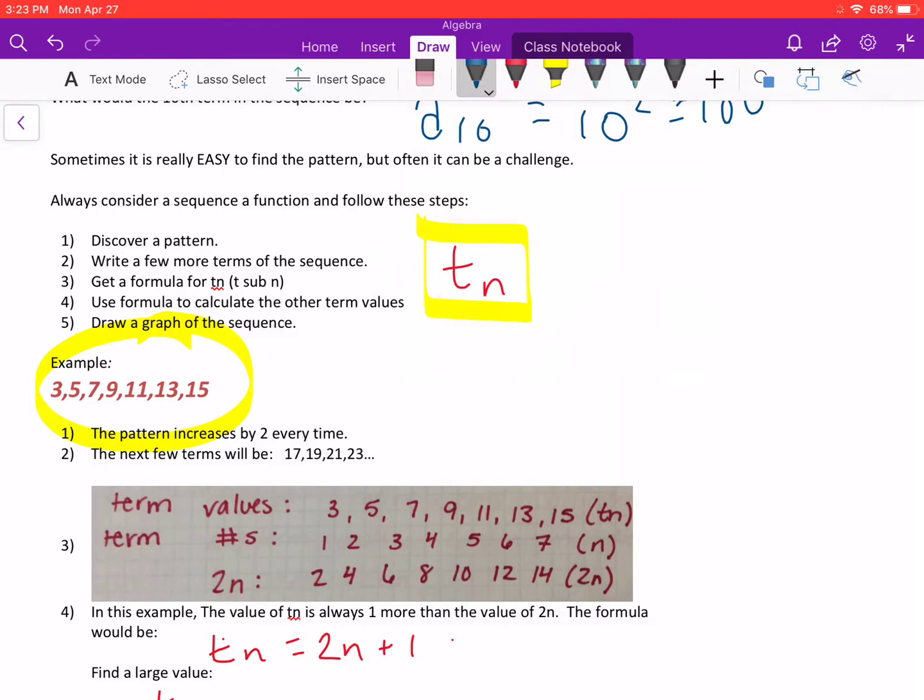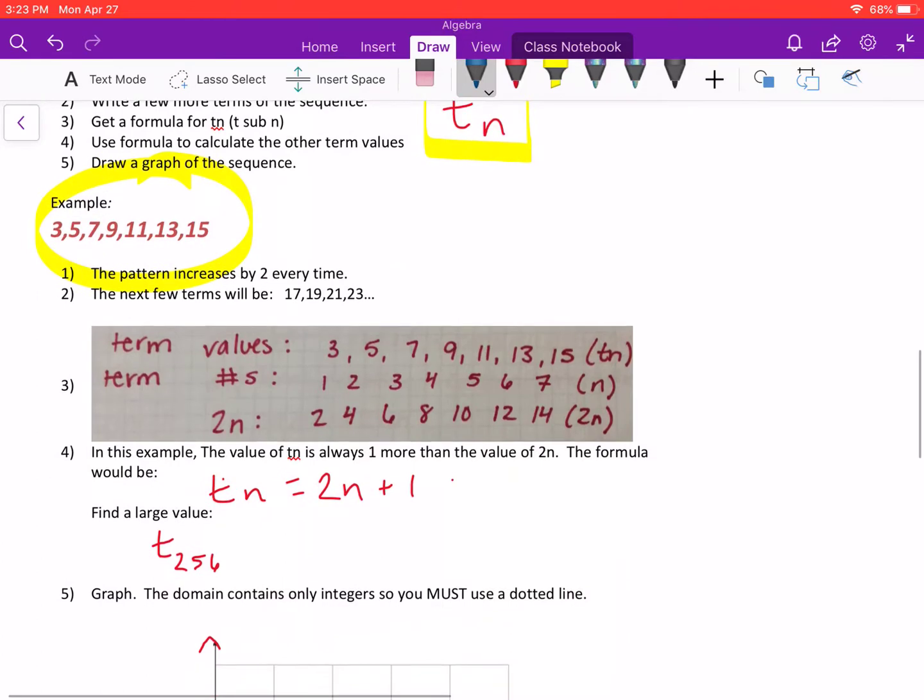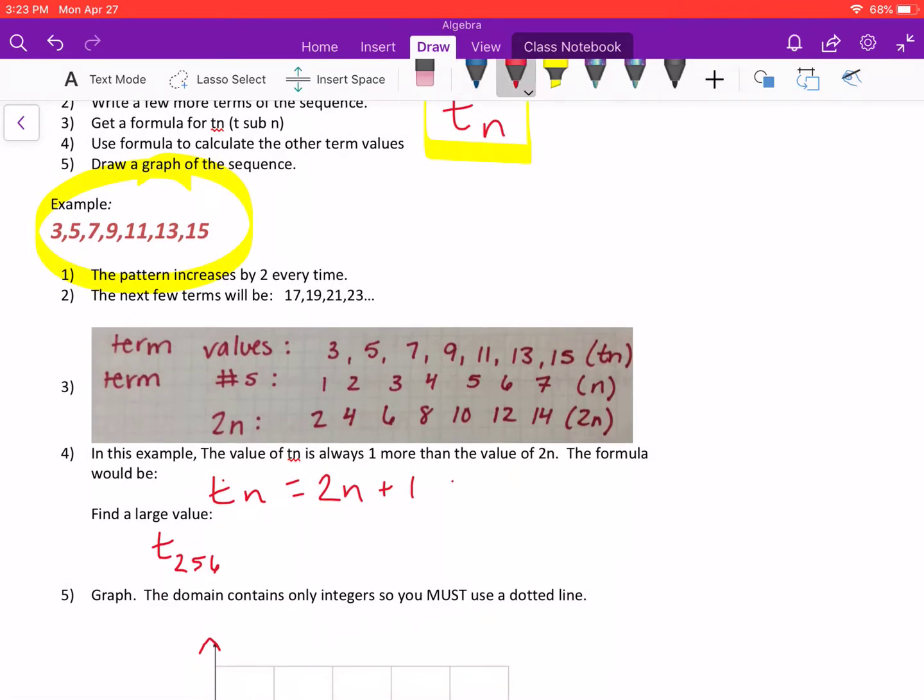And so you can check your work, because if we take, well, let's look at number 3. So if I have 3, which is 2 times 3 plus 1, I'm going to get to the next number in the sequence. But let's find a large value.